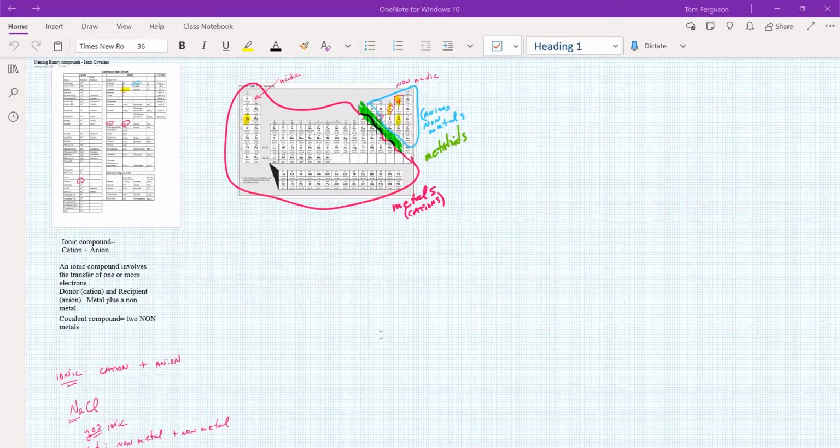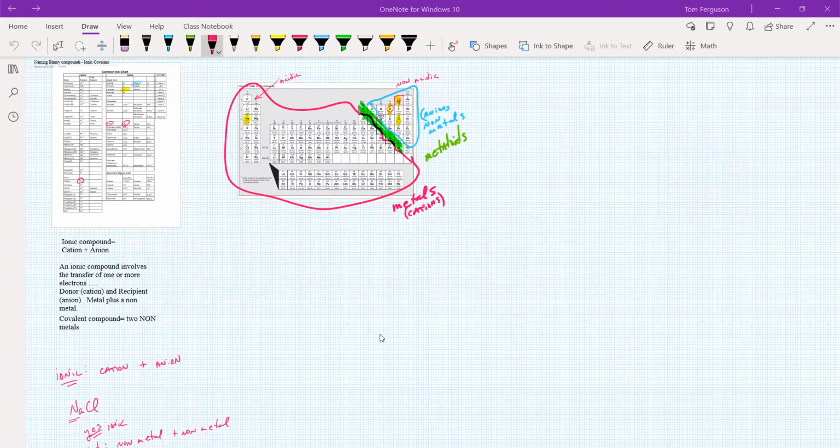Okay. So there are 2 kinds of compounds, ionic and covalent. Ionic compounds require a cation and an anion, no exceptions. The reason for that is an ionic compound transfers an electron. So if we have sodium and chlorine, when those combine together to become more stable, an electron from the sodium is going to be donated to the recipient chlorine.